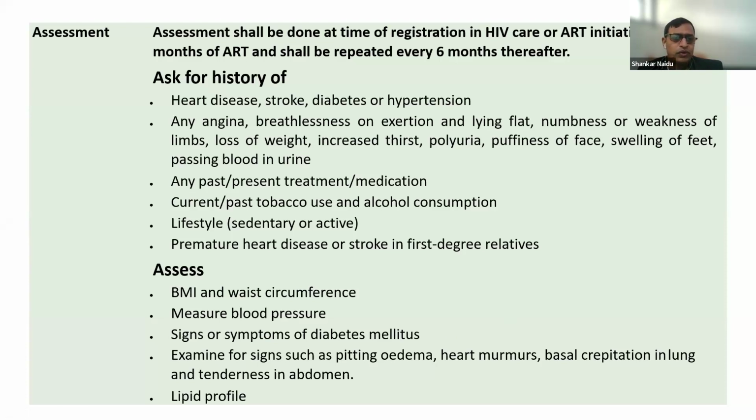In the history, we should always inquire about past history of heart disease, strokes, diabetes, or hypertension, and any symptom related to end organ damage, like symptoms related to the involvement of heart, kidneys, lungs, or peripheral nerves. These should be inquired with all the patients whenever they are presenting for the first time and 6 months thereafter.